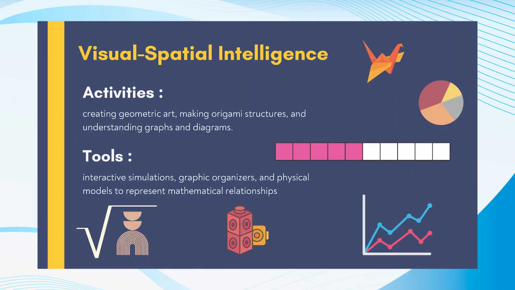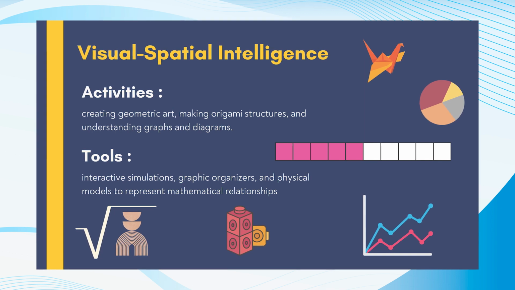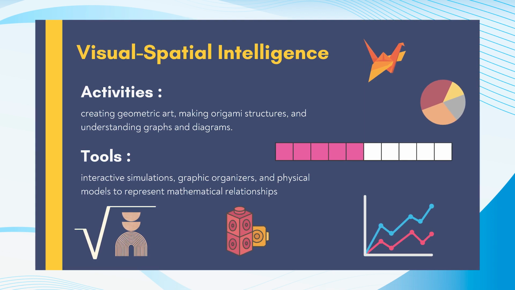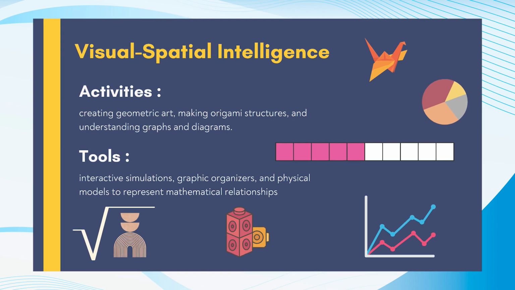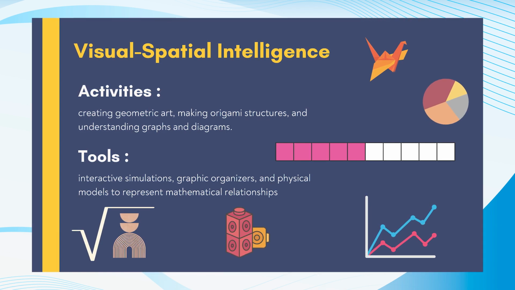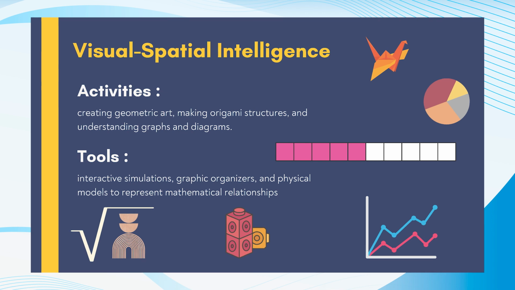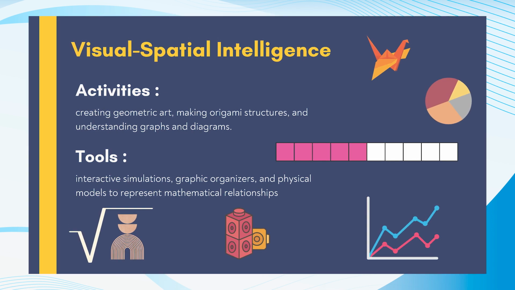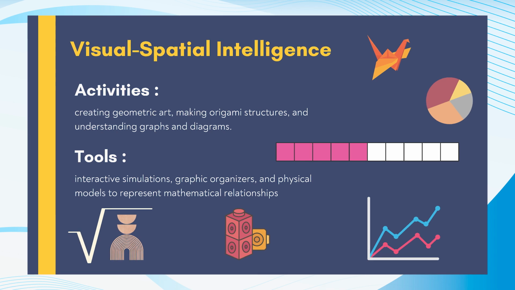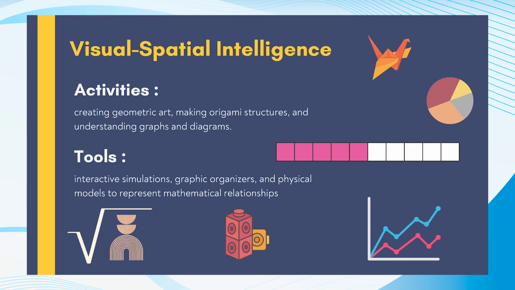Third, the visual spatial intelligence. Activities include creating geometric art, making origami structures, and understanding the graphs and the diagrams. Students can be encouraged to use interactive simulations, graphic organizers, and physical models to represent mathematical relationships.